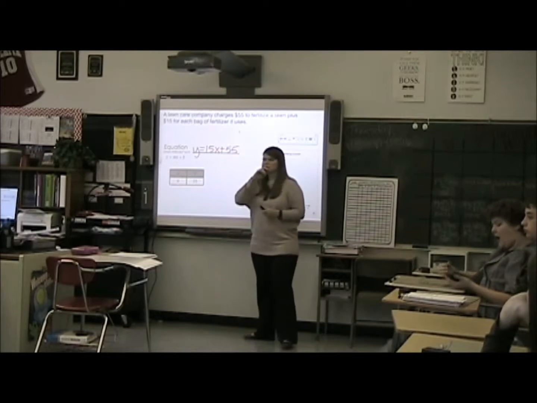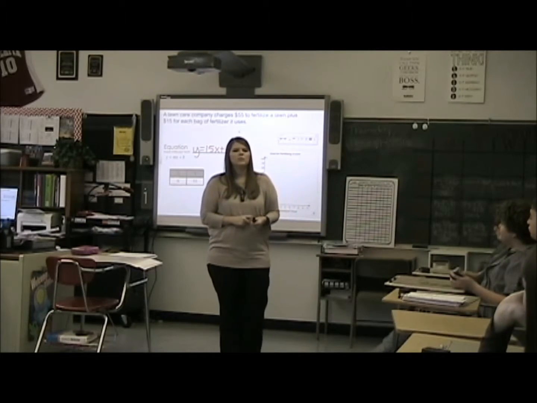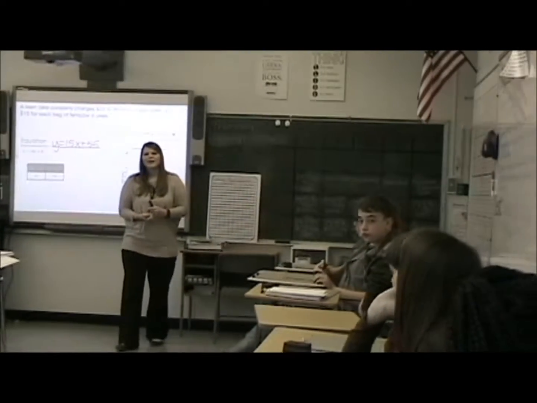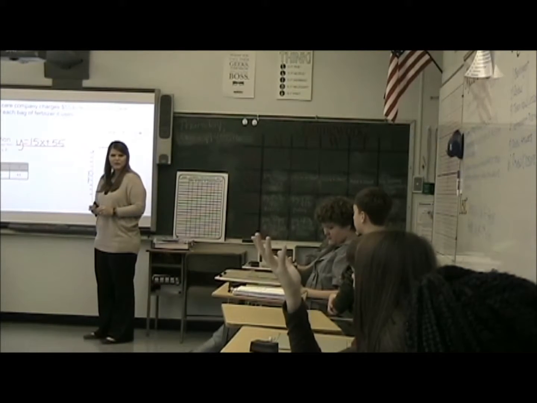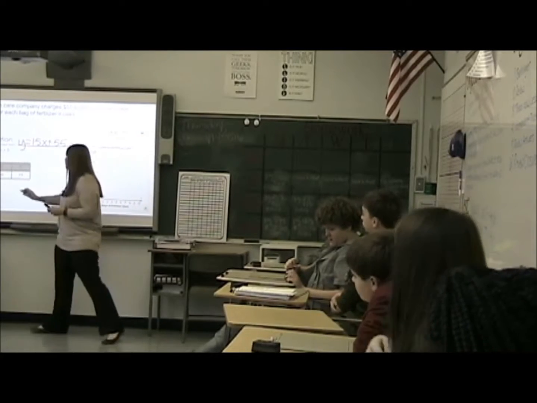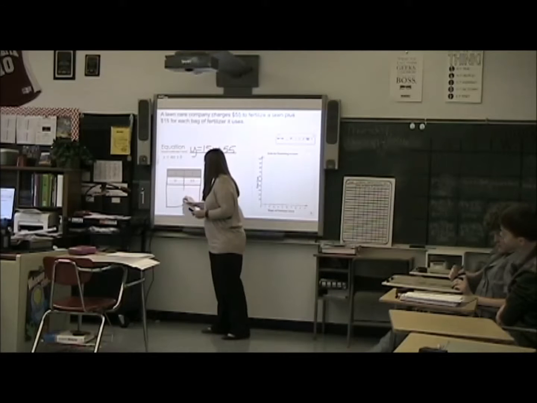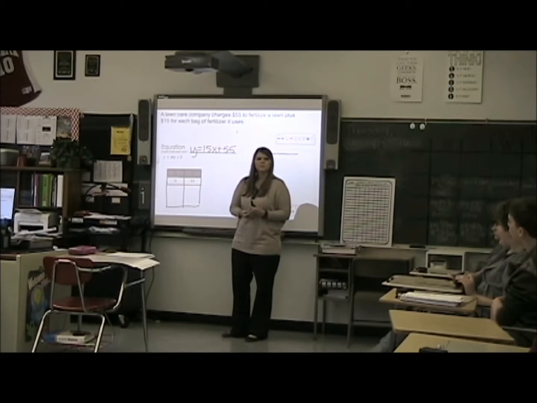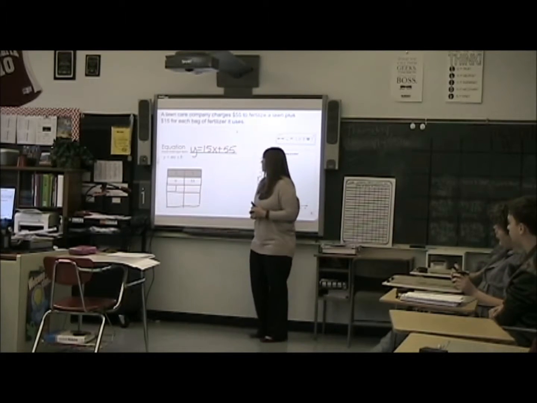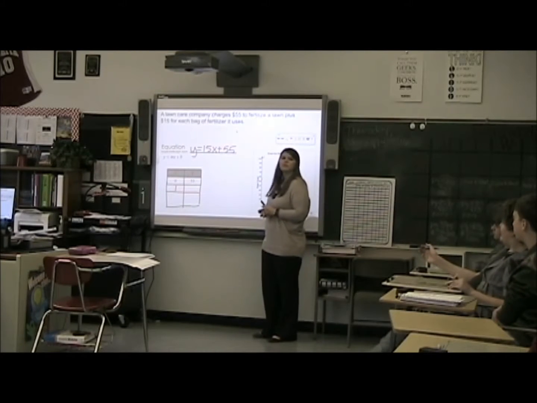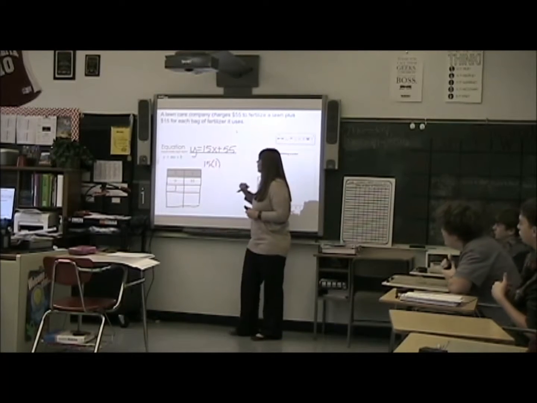Alright. So how can I create this table of values? What do you think, Maddie? What can I do? Make an input-output table. Good. So I can extend this table. And what should I plug in for my next value? 1, and then 2. So 15 times 1, and then 2 will be 15 times 2.